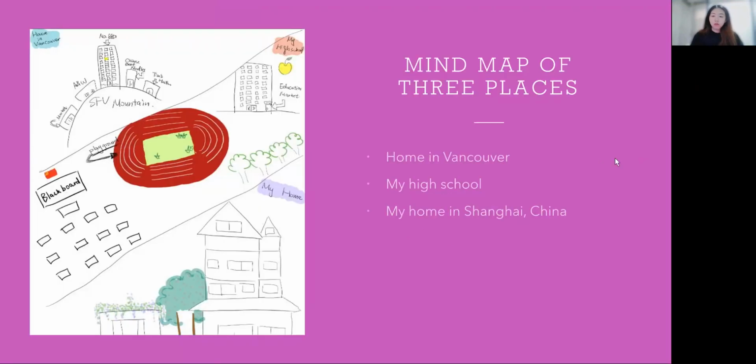Here is a visualization mental map about three places I want to talk about today. These three places are my home in Vancouver, my high school, and my home in Shanghai. I'm going to tell stories using culture concepts. First, I want to share my stories in my Vancouver house, whose nominal location is Burnaby, Vancouver, BC, Canada.